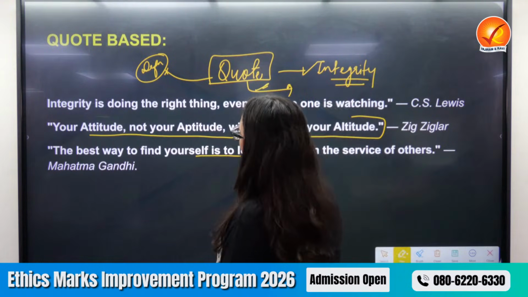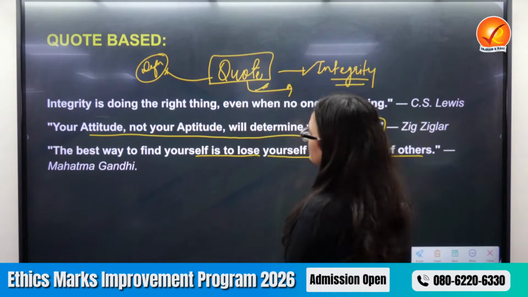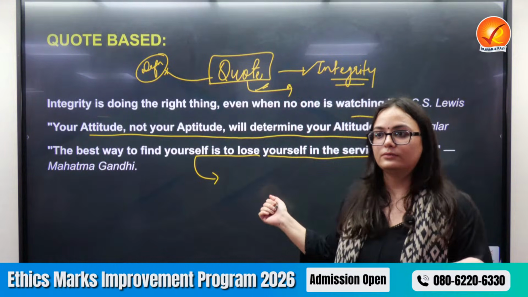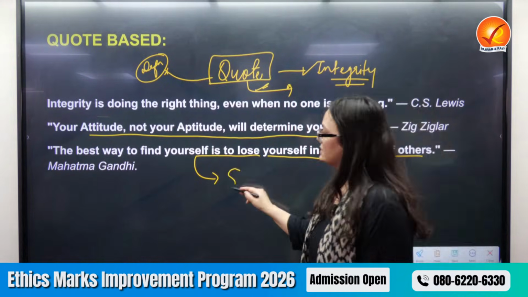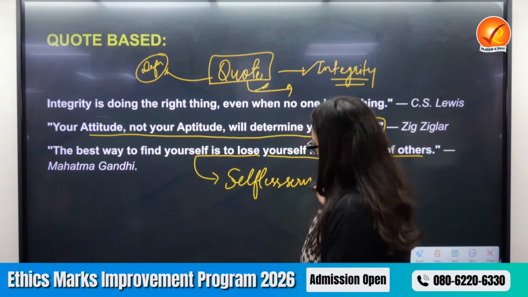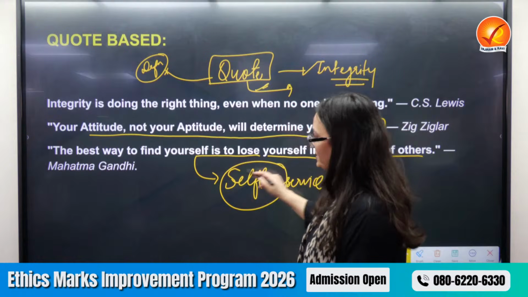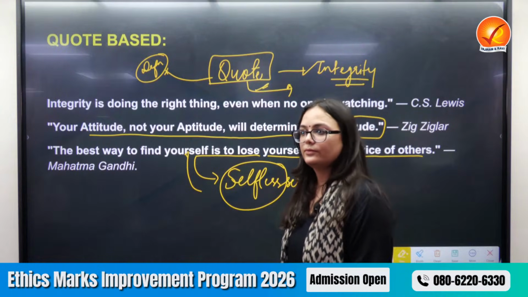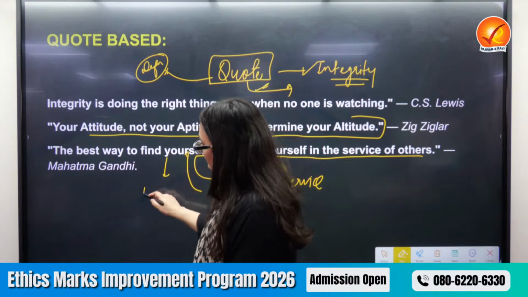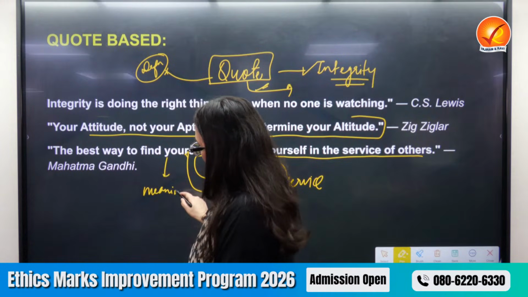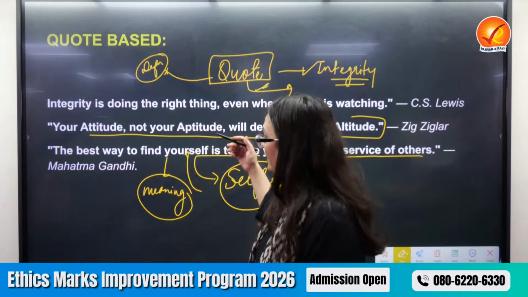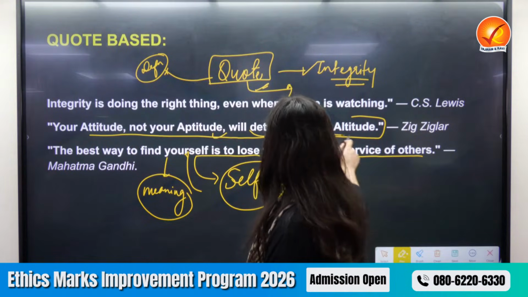The best way to find yourself is to lose yourself in the service of others. What is this a quote for? What is the underlying value in this quote? Selfless service. So for selflessness I can use this quote, right? So it should express the meaning of the value. Your attitude, not your aptitude, will determine your altitude.